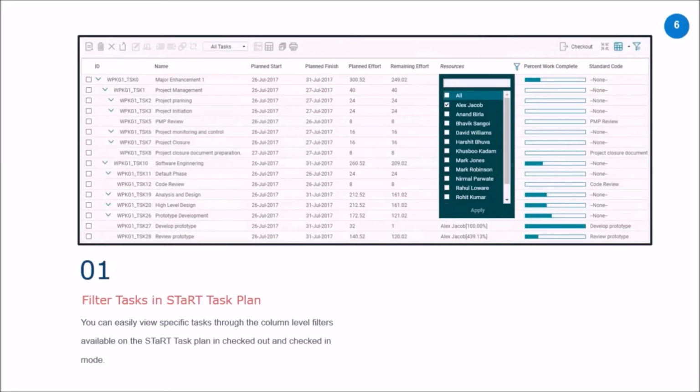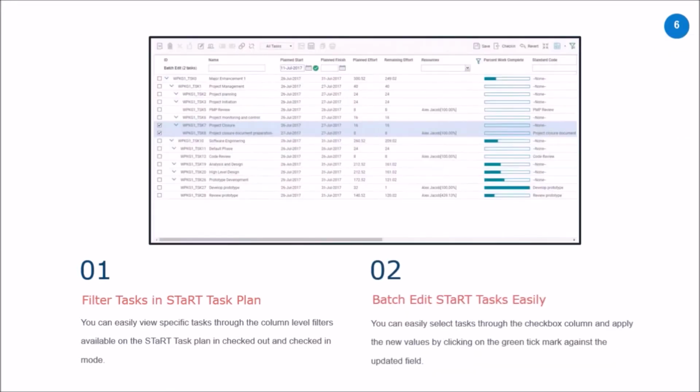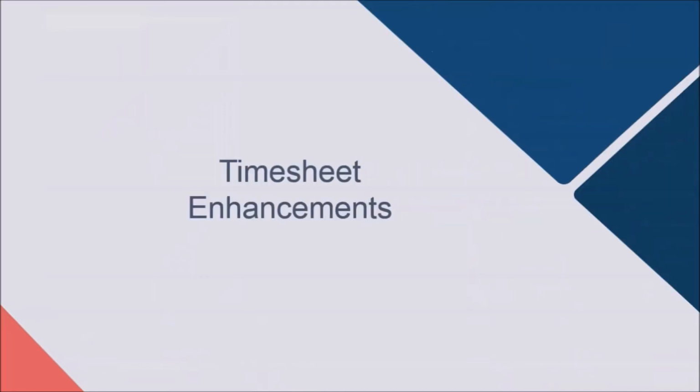So to quickly summarize, what we looked at is you can now filter upon your task in the start task plan, be it in your read-only mode or in your checked out mode. You would be able to filter the tasks and also make batch edit changes easily through the checkbox based selection, and the new way to apply the changes through the tick mark icon against the relevant fields. We'll now move over to look at the changes in the timesheet.